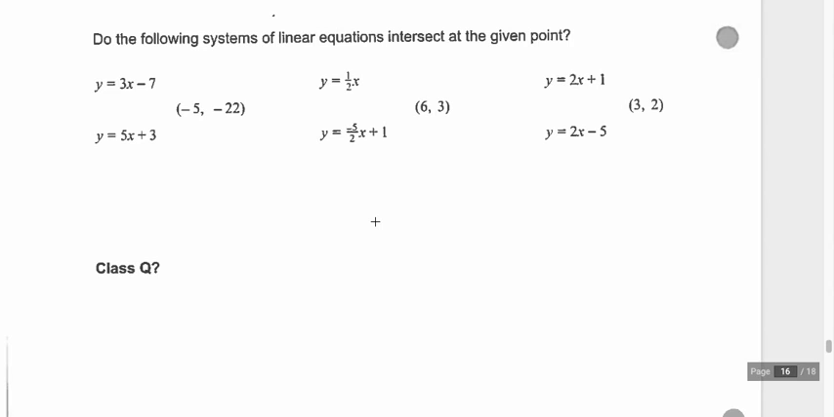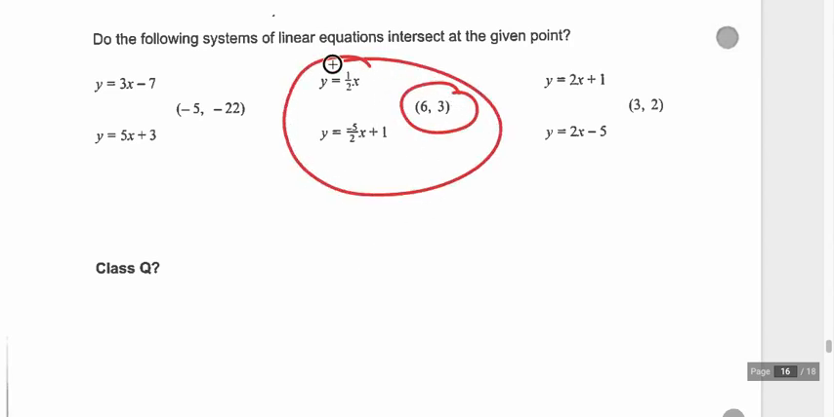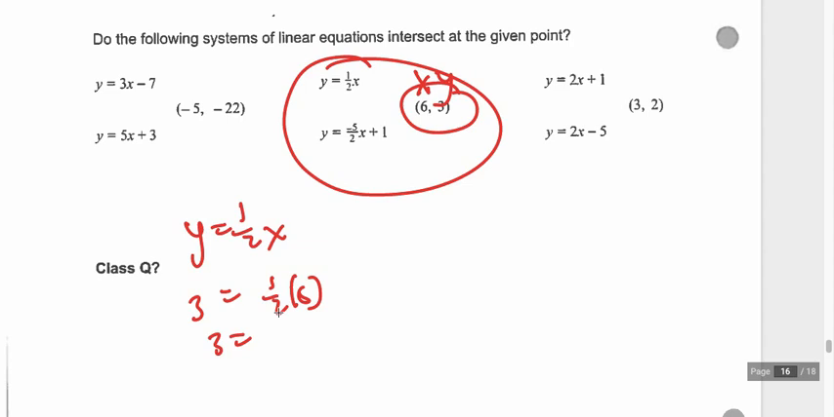And we ask ourselves, do they intersect at this point? What you'll do, so let's just do this one here. Do they intersect at this point? Y equals 1/2 x. Is that point on that line? So what you're going to do here is you're going to say, is it true that 1/2 times 6 equals 3, because that's x and y. 3 equals 1/2 times 6 is 6/2, which is 3, so that's true.